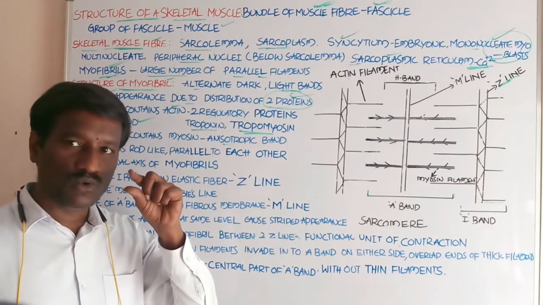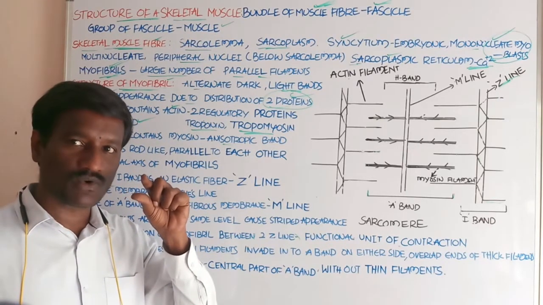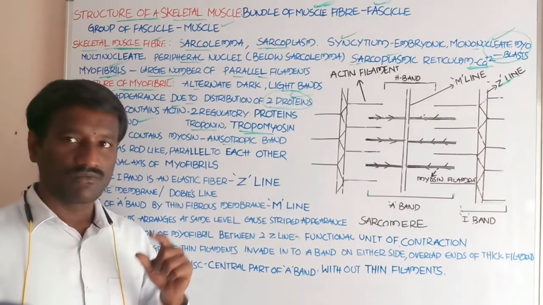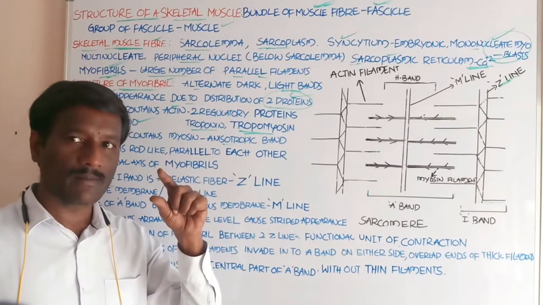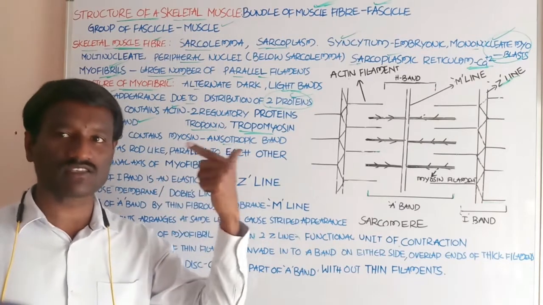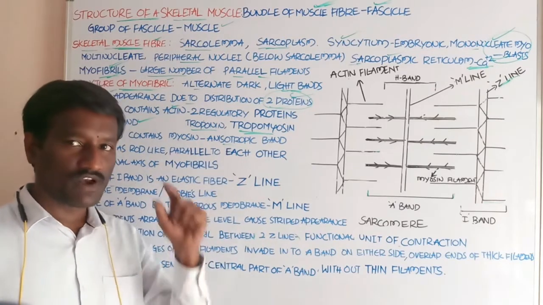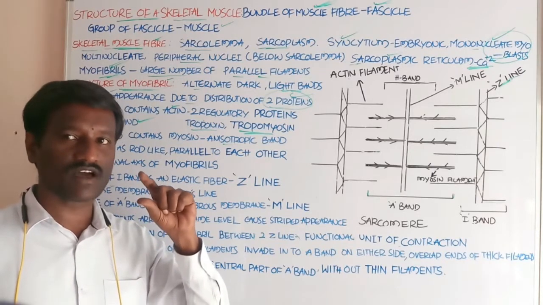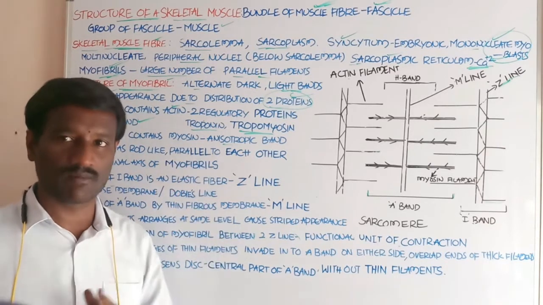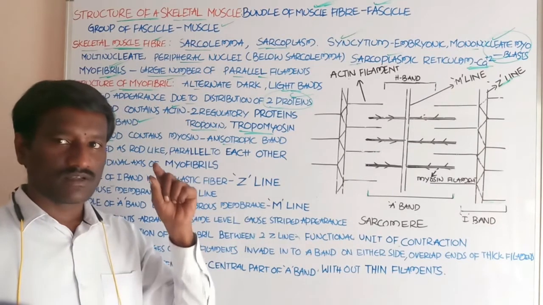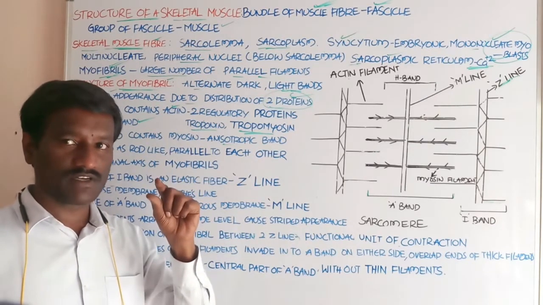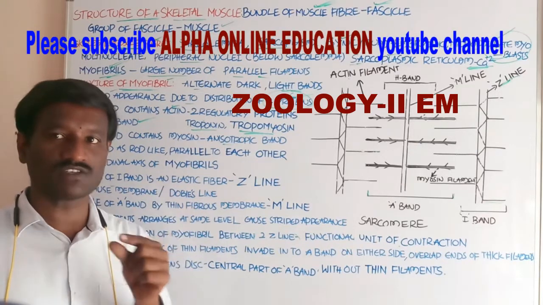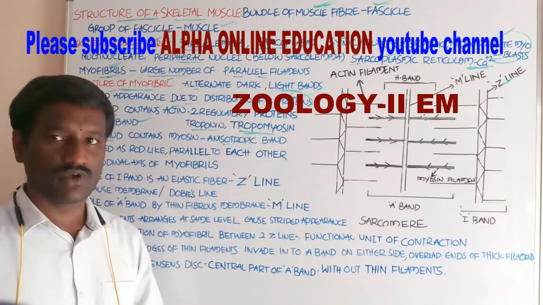These are the two types of proteins, and they appear as filaments. Filaments formed by actin protein are called actin filaments. Filaments formed by myosin protein are called myosin filaments. Actin filaments are thin filaments, and myosin filaments are thick filaments.